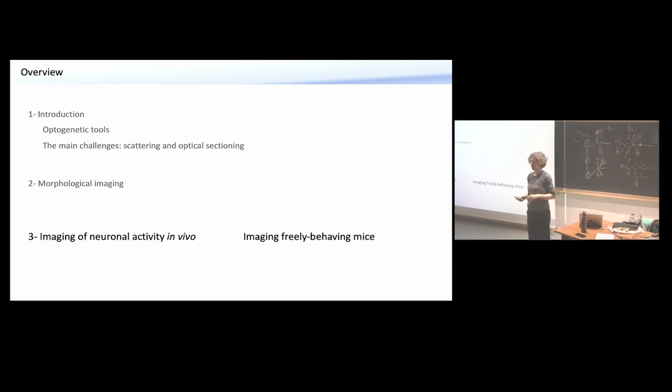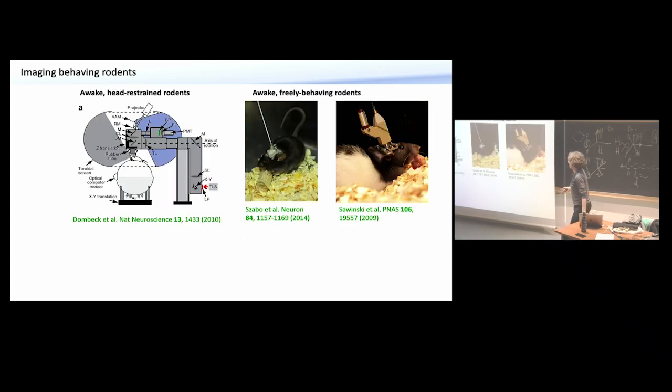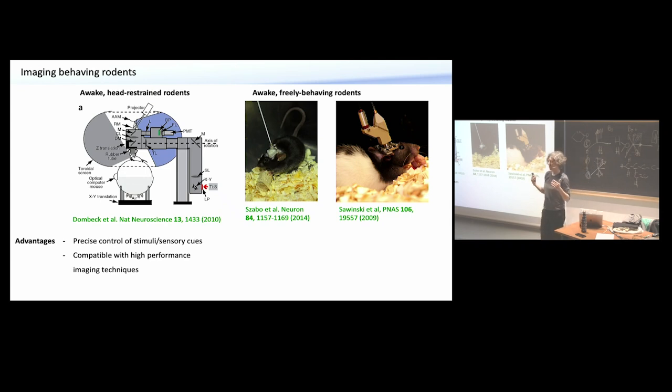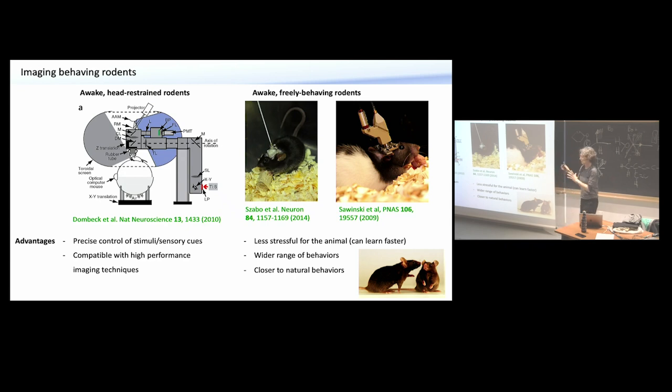Imaging in freely behaving mice. So why would you want to do that? Well, the technique I showed before, the two-photon imaging, was one where the mouse was head fixed underneath the microscope. It's quite nice, but if you think about it, it's a bit stressful for the mouse because it has to be attached. And also, it limits the kind of behavior that you can do because the mouse is attached. So one part of the community is trying to develop techniques where the mouse is actually freely moving. So it's not attached to the microscope anymore. It can freely behave, which is less stressful for the animal, but also brings a wider range of behavior.